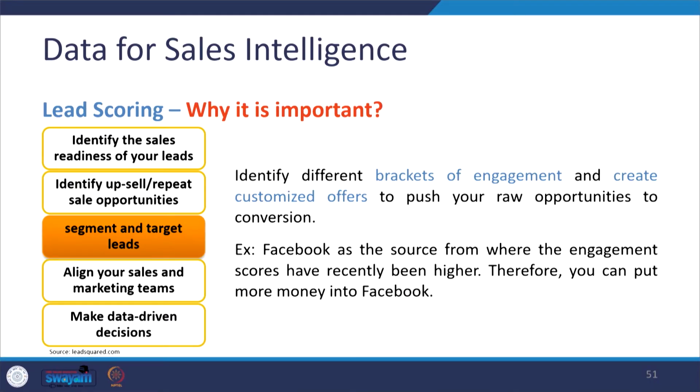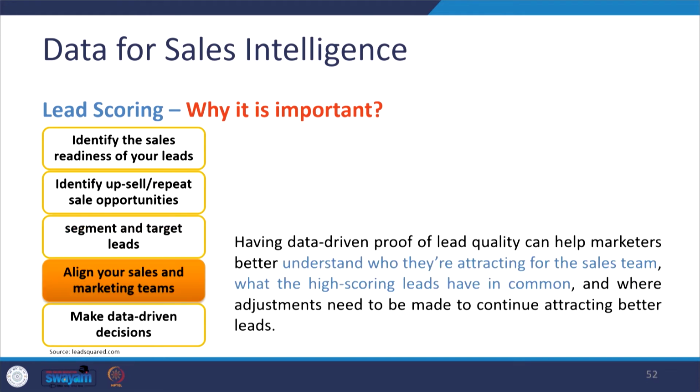Next benefit of lead scoring is for segmenting and targeting leads. Here you can identify different brackets of engagement and create customized offers to push your opportunities and conversion. For example, if Facebook is the source from where the engagement scores have recently been higher, you can put more budget, or plan more campaigns, on that platform, Facebook. Having data-driven proof of lead quality will also help you align your sales and marketing teams. Here you can better understand who they are attracting for the sales team and what the high scoring leads have in common. So lead scoring also helps your marketing function plan well in terms of content creation and distribution.